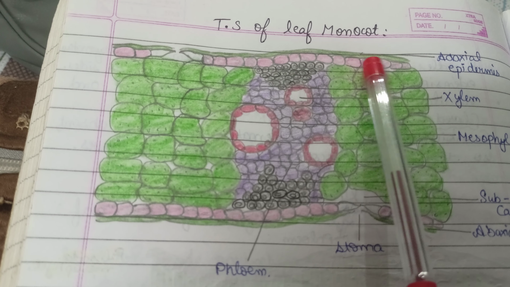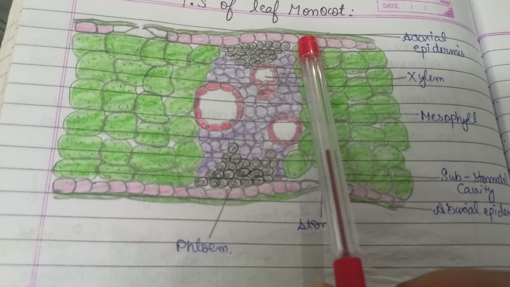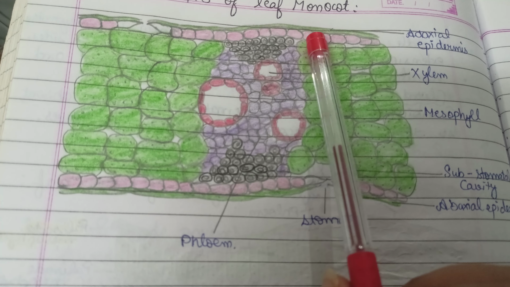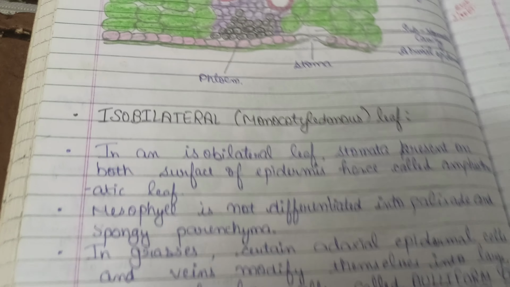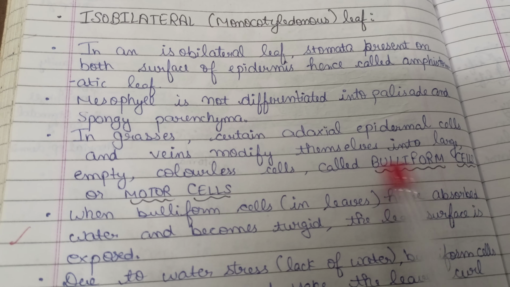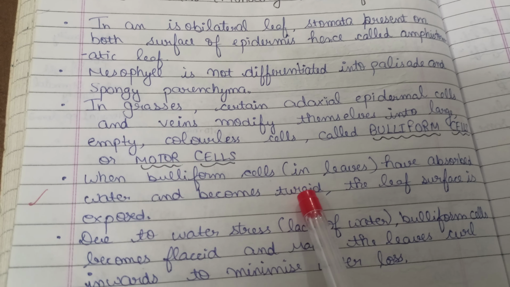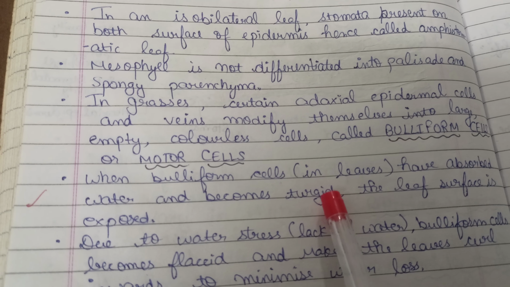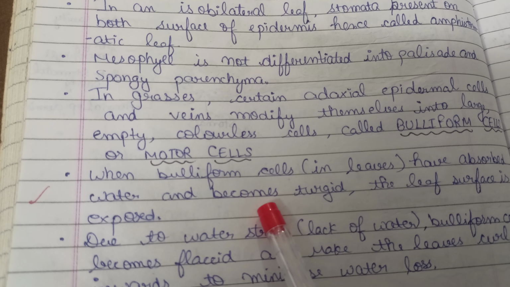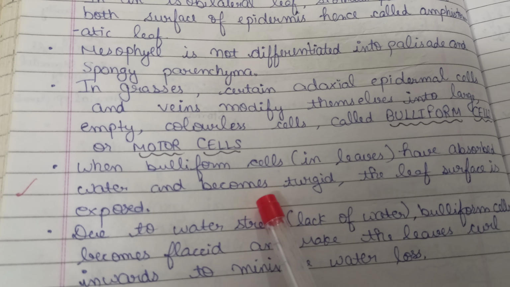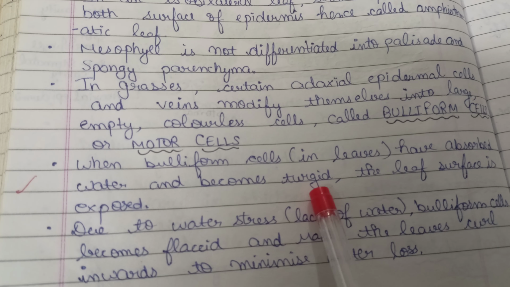These cells are called bulliform cells. What is the function of these bulliform cells? These cells are called bulliform cells or motor cells, and when bulliform cells are present in any leaf, the main or primary function is just to absorb water and make the leaf turgid.